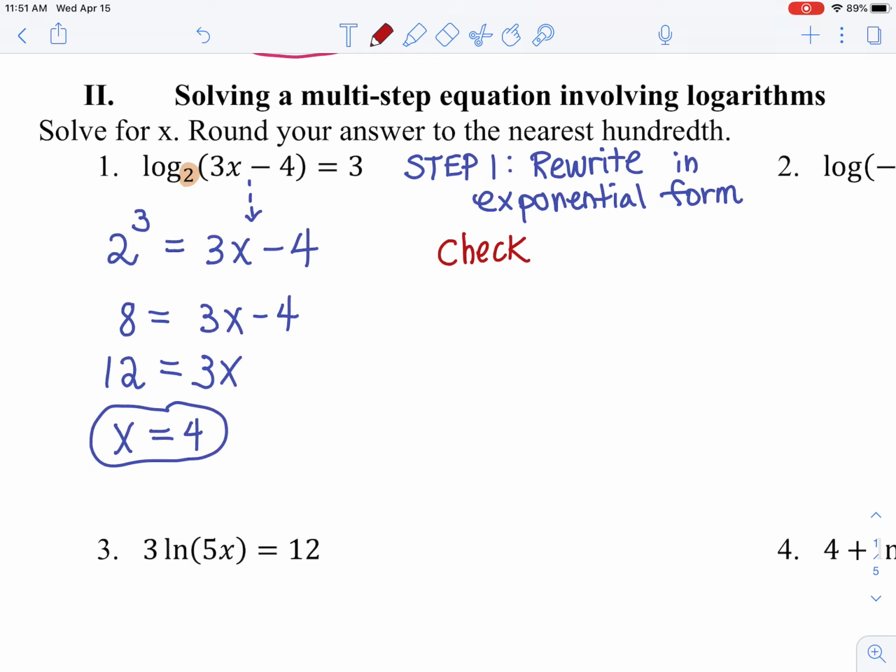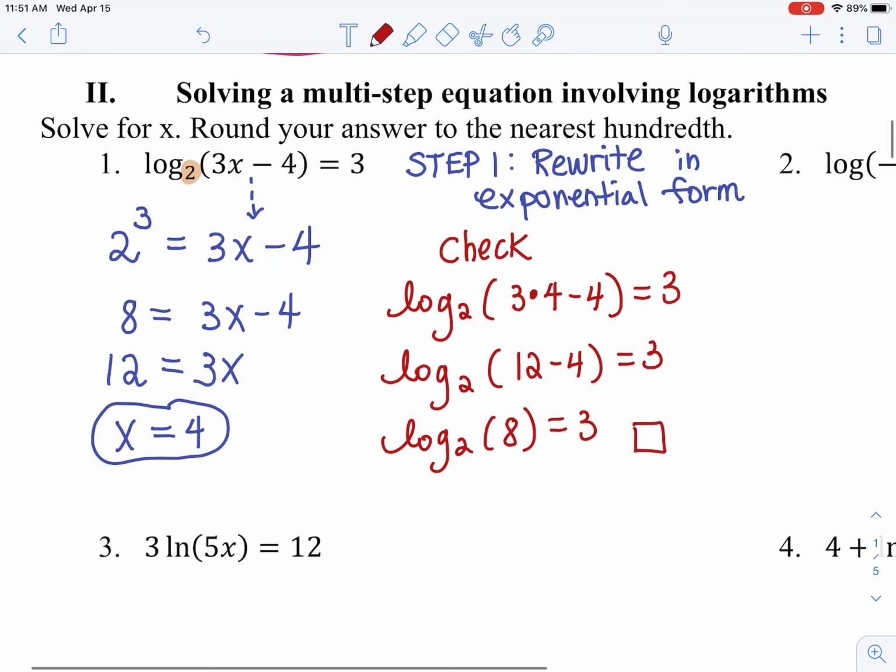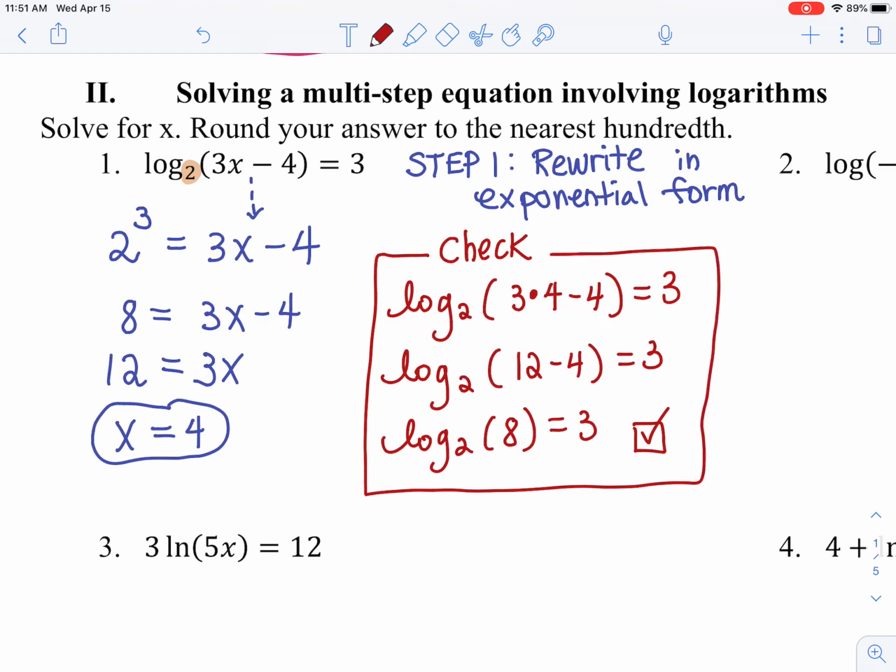Now, I'm just going to keep on checking my solutions because I want to make sure that is the real solution. So check. What is log base 2 of 3 times 4 minus 4? Is that really equal to 3? That's what we're checking here, right? That's log base 2 of 12 minus 4, is that really equal to 3? Log base 2 of 8, is that really equal to 3? And that is true, right? Because 2 to the third power is 8. But you can go ahead and plug it into the calculator, see what this gives you, and see if that's really 3. And that's going to come out to be true.